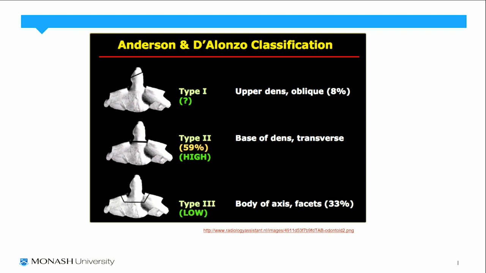So Anderson and D'Alonzo's classification then, as discussed: type 1, we have the upper dens. Type 2, which is the most common, is at the base of the dens, and then type 3 is at the body of the axis. And according to Anderson and D'Alonzo, type 3 would have a much lower risk of being unstable than your type 2.